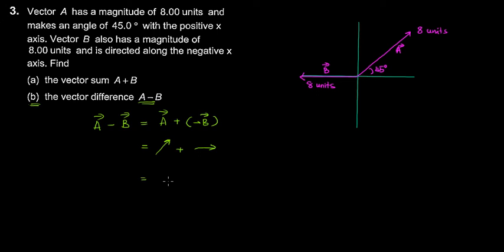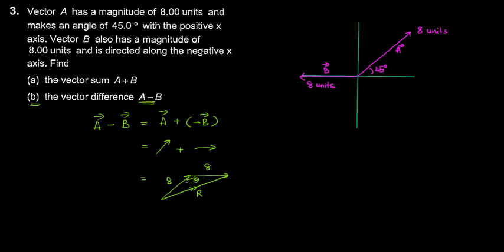So how do we add that? We just do head to tail. As simple as that. This one adds this one. Finally, we can get something like that. This is the resultant r. This is 8. This is 8. We need to get this angle theta in order to find r. How do we get this angle theta?